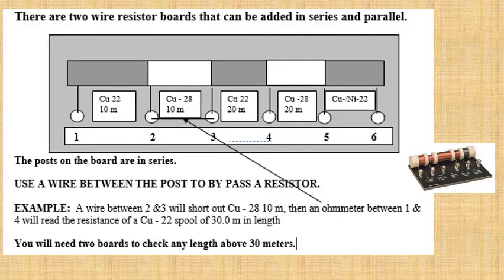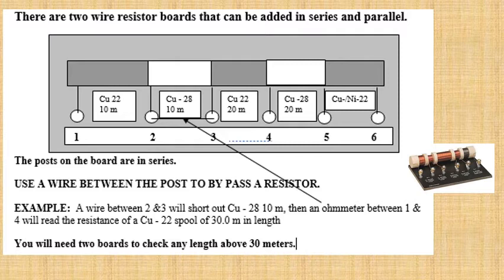This is an example of what the spools actually are. Spool 1 is copper 22, 10 meters. Spool 2 is copper 28, 10 meters. Spool 3 is copper 22, 20 meters. Spool 4 is copper 28, 20 meters. Spool 5 is copper nickel 22.